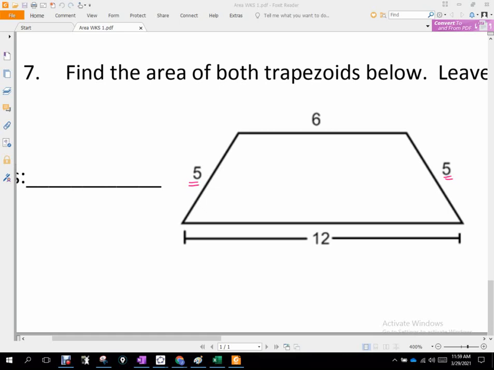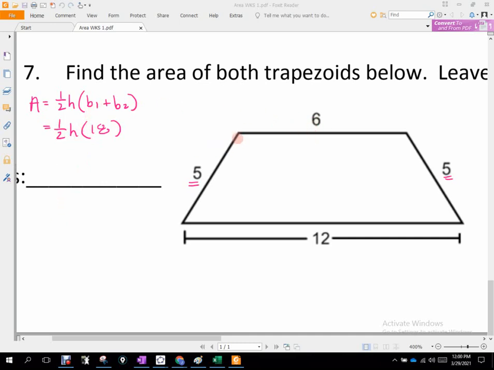Okay. So here we've got this trapezoid we're trying to find the area for. Area formula for a trapezoid, 1/2 h times the sum of the bases, right? Now, we've got the sum of the bases. Sum of the bases is what? 18, right? 6 plus 12.